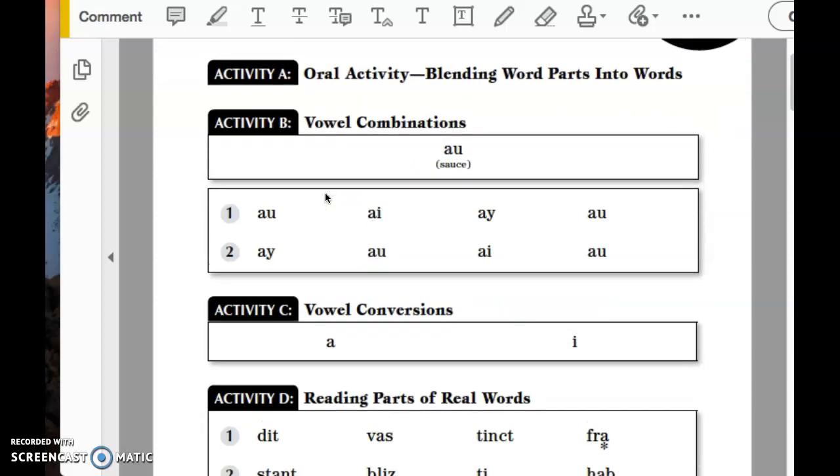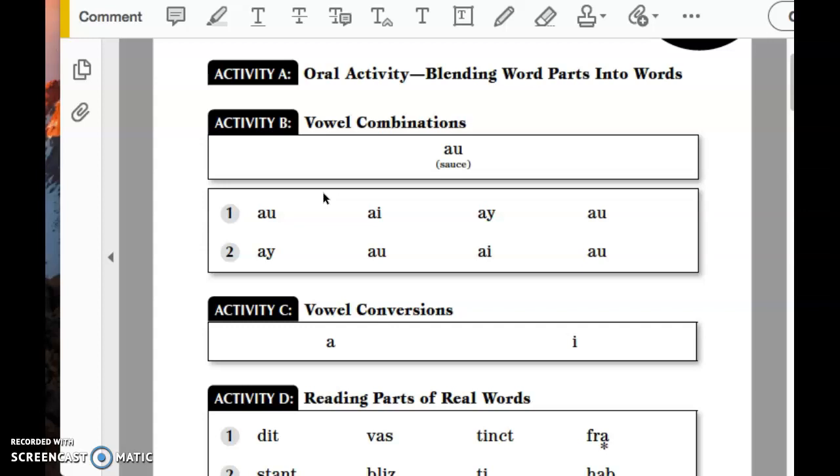We're going to start off with activity A, oral activity, blending word parts into words. Listen, I'm going to say the parts of a word. You are going to say the whole word. Reconstruct. What word? Reconstruct. I'll say the parts, you say the word.